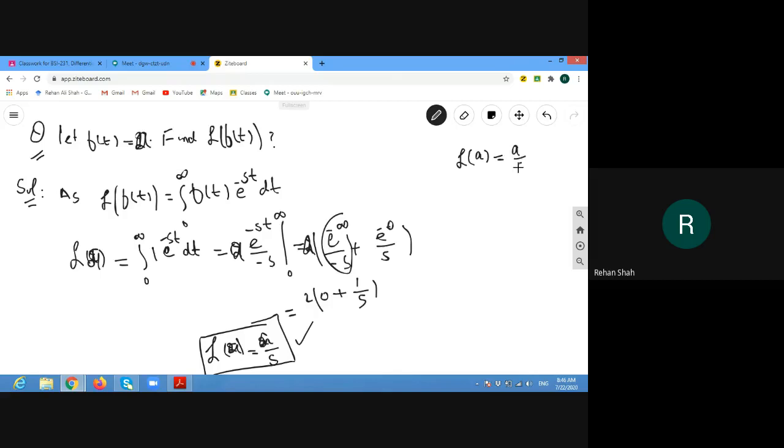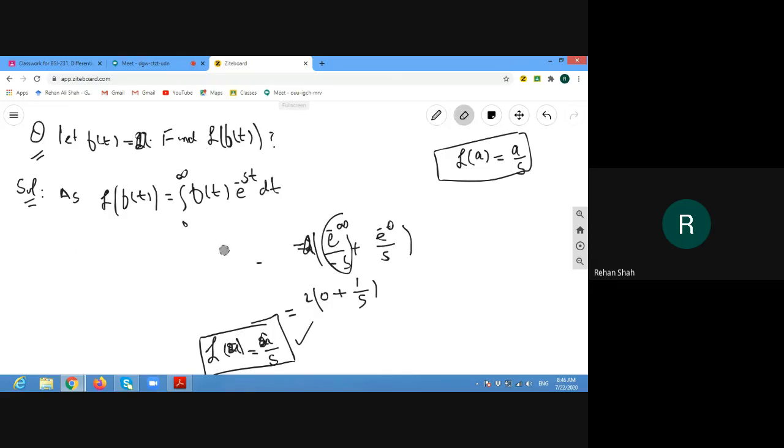So all constants we can now convert using the Laplace transform. The Laplace of 2 is 2 over s, the Laplace of 3 is 3 over s, the Laplace of 10 is 10 over s. So now you can convert any constant function by the Laplace transform.